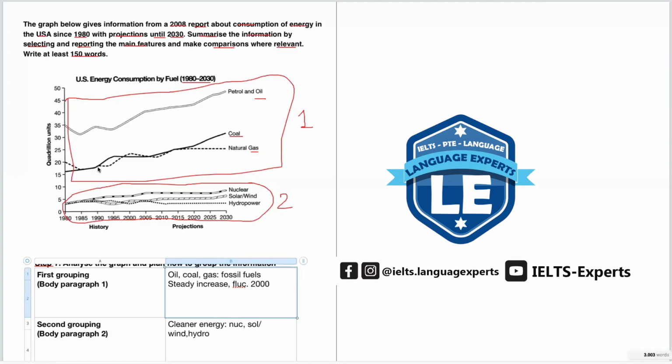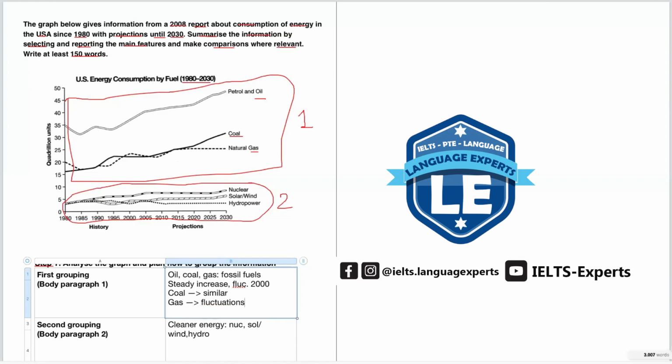Its lowest point looks to be around 1990, and then it has continued onward. But I'm also going to say that coal is similar, and I'll just make an arrow here. So I'll say coal is similar, and then when it comes to natural gas usage, I also see that there were fluctuations here as well. So I'm going to say gas has also had fluctuations.